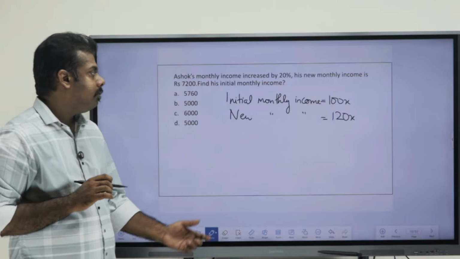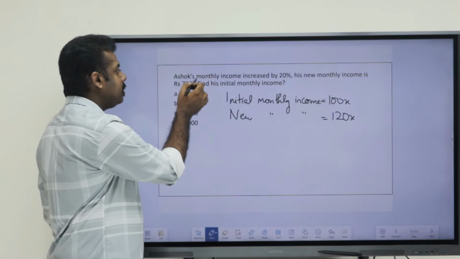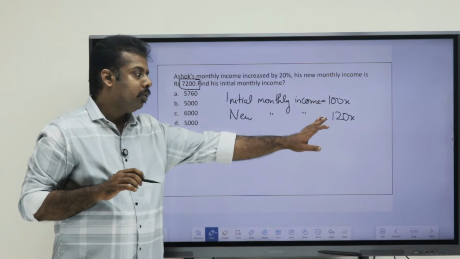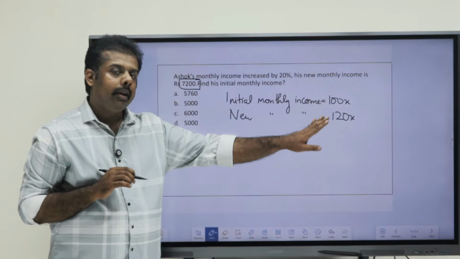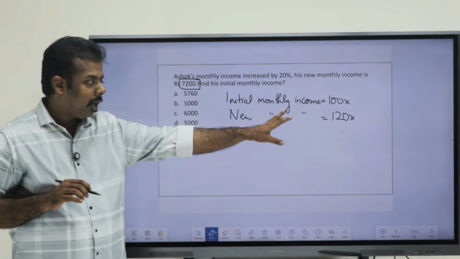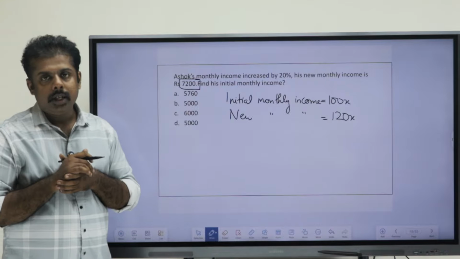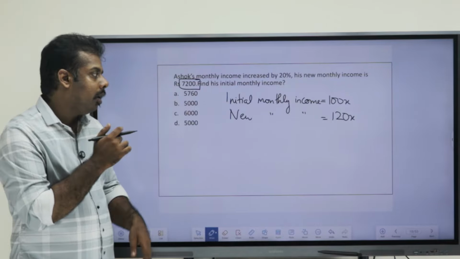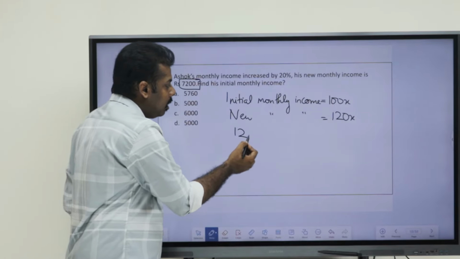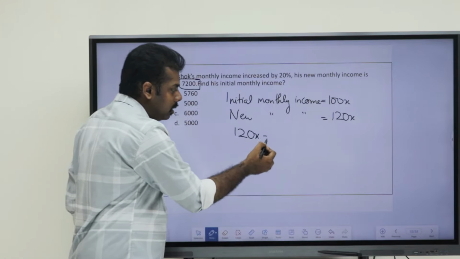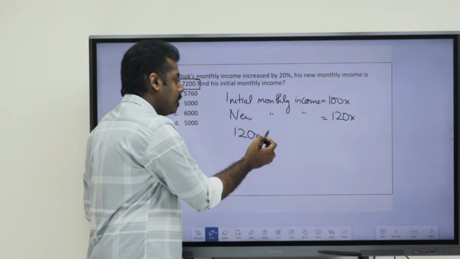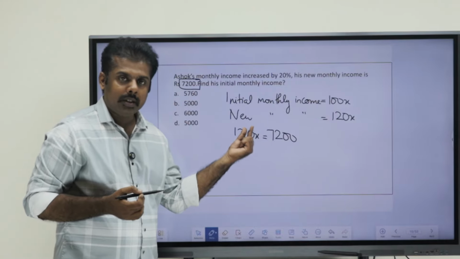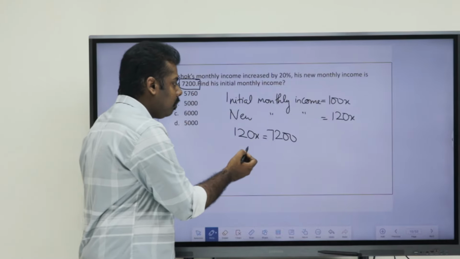Okay. Now, this 7,200 basically means what? This is his new monthly income. We have got his new monthly income as 120x and they have given the exact value of 120x as 7,200. So, what you can do is compare both the values. Now, if you are comparing that, you can write this as 120x is equal to 7,200. Now, from there we can find the value of x, that common value.